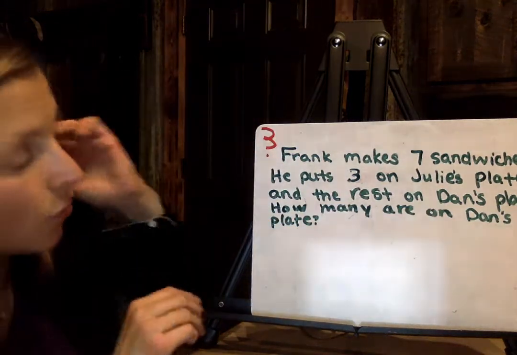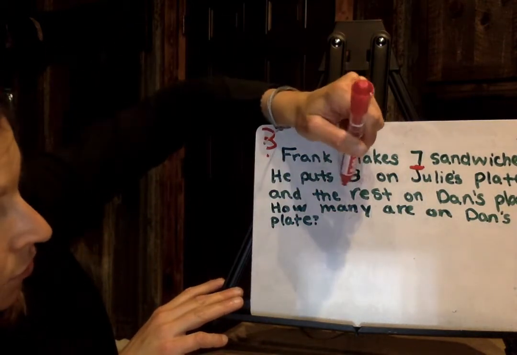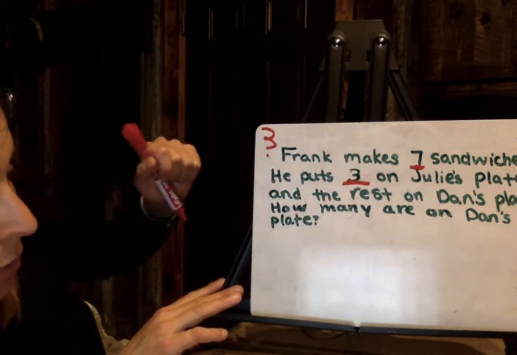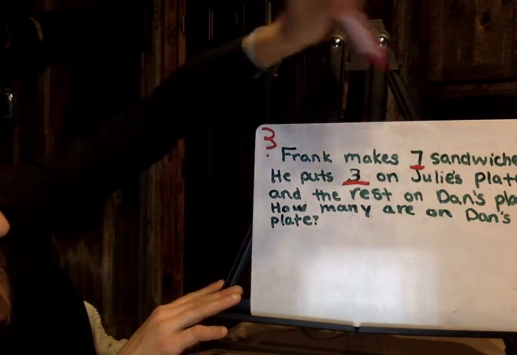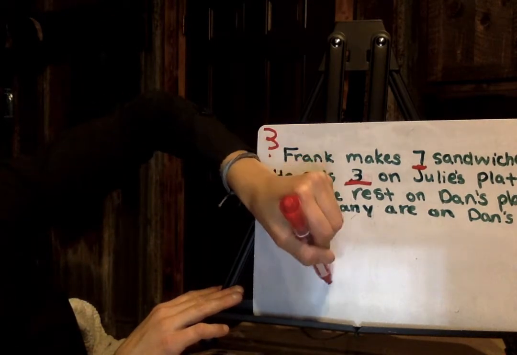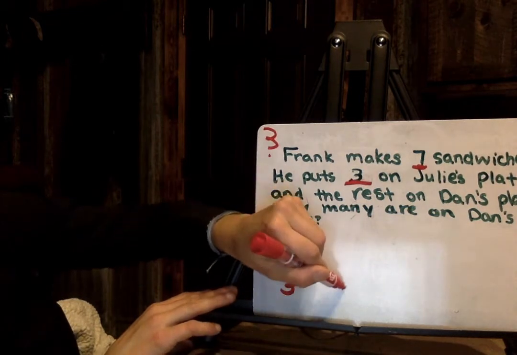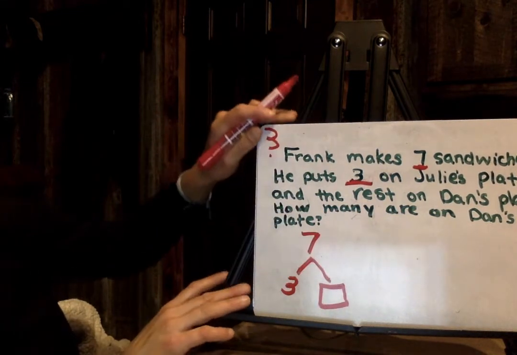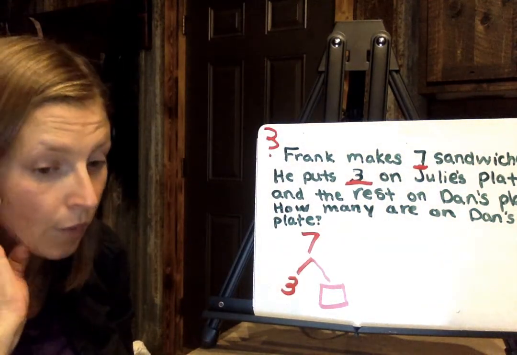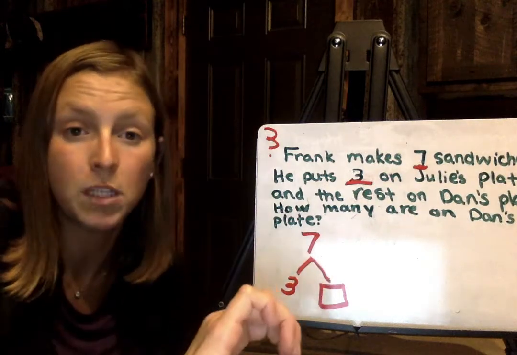Okay, so in the story, I hear Frank makes 7 sandwiches. He puts 3 on Julie's plate and the rest on Dan's. So we know 3 are on Julie's plate, and we don't know how many are on Dan's plate, but there were 7 altogether. So 7 is my total. 3 is what's on Julie's plate. We don't know Dan's plate. So go ahead now and take this time and write the equation, and then I will give you my countdown. If you need more time before my countdown is up, please press pause.